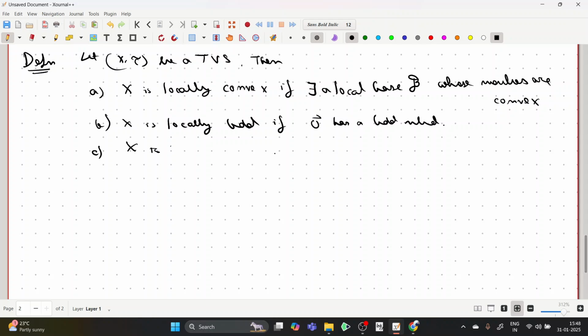X is locally compact. X is locally compact if the origin has a neighborhood whose closure is compact.